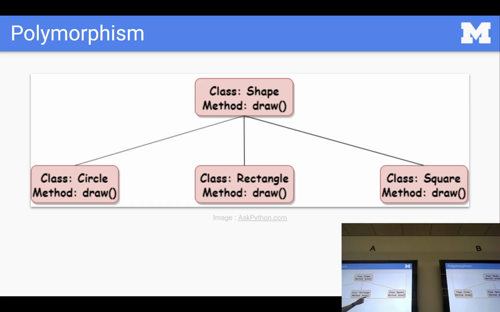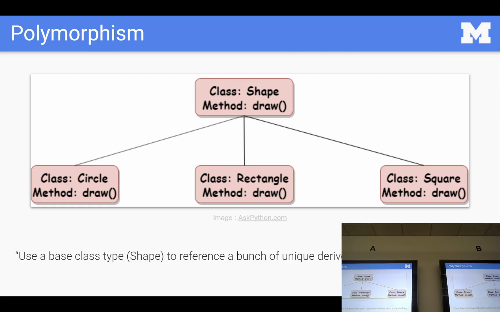I feel like square should be a subclass of rectangle, but whatever, okay? And so all of these different shape-related classes will derive from the shape parent class. As a consequence of this, you know for a fact that every single one of these child classes will have a draw function. So we can call all of those unique draw functions just by treating them all like shapes, okay? Use a base class type, in this case shape, to reference a bunch of unique derived classes in a standardized and efficient and elegant way.